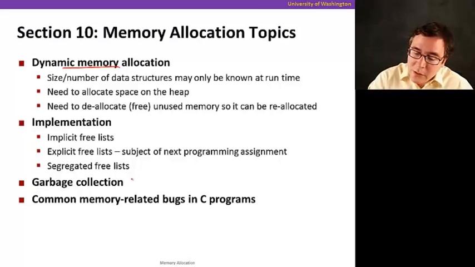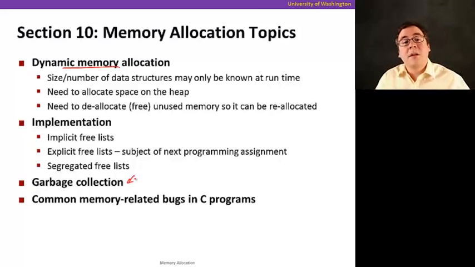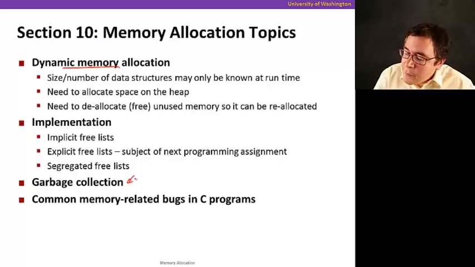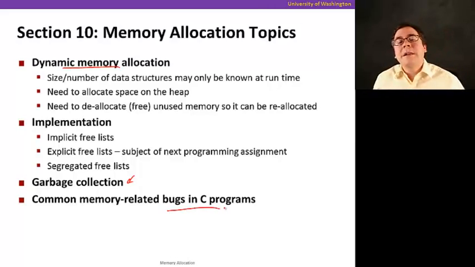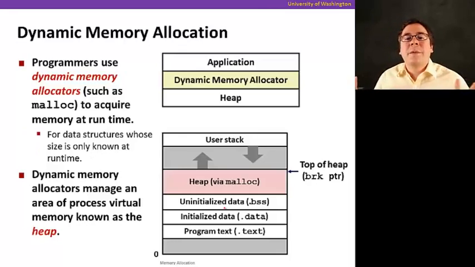We're going to look at something called garbage collection, which automates a lot of the memory management process from the programmer's point of view. And then we're going to see how memory-related bugs really can make your life hard, and what are some of the common memory-related bugs in C that happen, so you can avoid them in your code. Okay? So what is dynamic memory allocation?